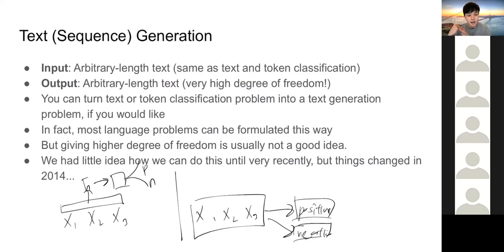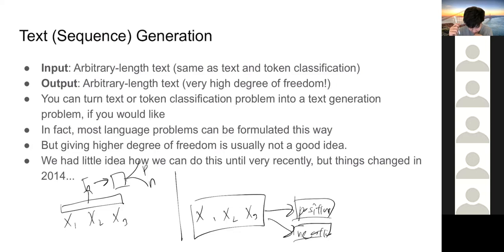Please ask me if you do not. What I want to say is that the same thing holds for token classification, because the output of the tokens can also be sequentially flattened and considered as a text output. So you can turn any problem that takes text as input into a text generation problem, if you like. Most language problems can be formulated this way. That's why this problem formulation is so powerful. But why don't people do that, when they can? Because giving a large degree of freedom to the model is usually not a good idea in many ways. One reason is that you usually make the model heavier and more inefficient. So you want to give some inductive bias in how you formulate the problem, so that you can make it very efficient and also very accurate in many cases if your data is limited.